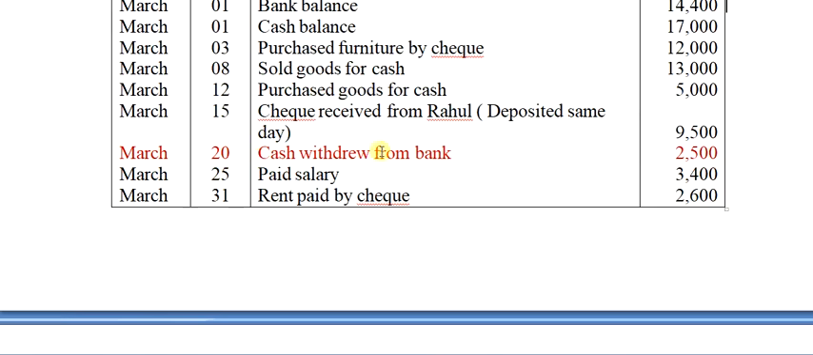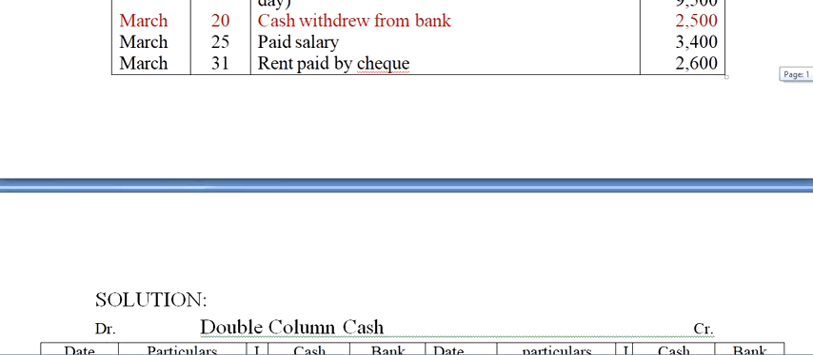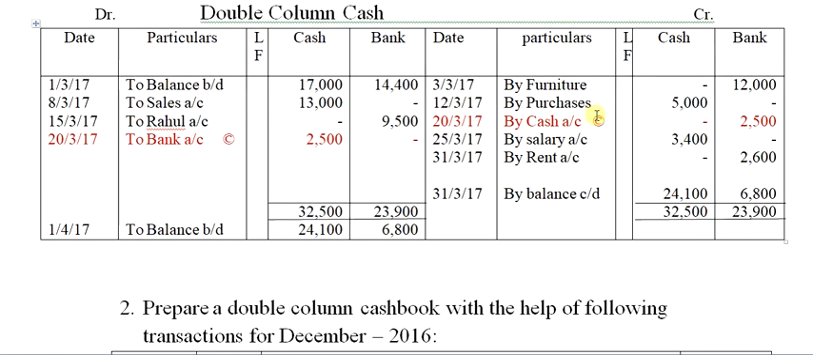So next thing, what is given here? March 20th, cash withdrawn from bank rupees 2,500. Whenever we withdraw cash from bank for office use, it will be treated as what? The contra entry. That means it affects both the sides of the double column cash book. You can see on 20/3/2017 by cash account contra entry. Which balance is reducing here? Bank balance, right? The opposite terms here. The amount which is decreasing here, bank balance reduces. What we are taking? Cash.